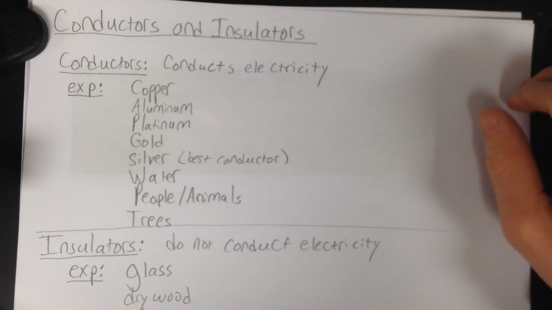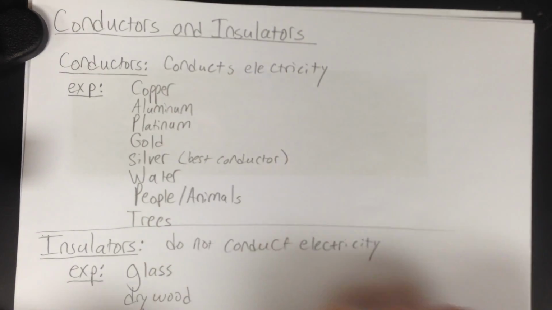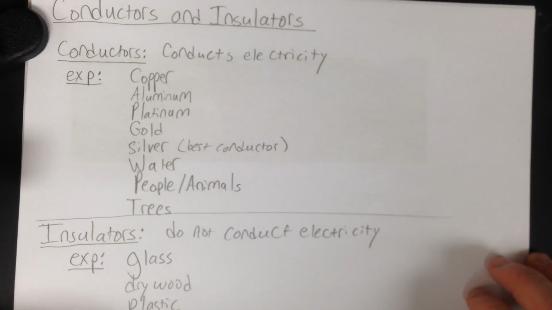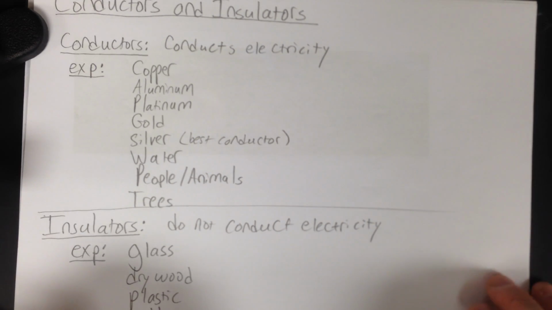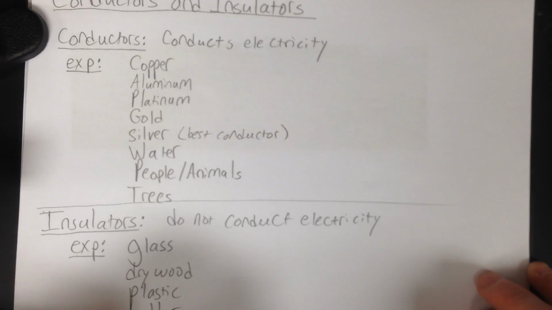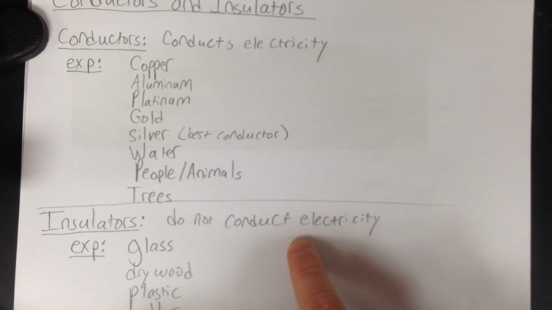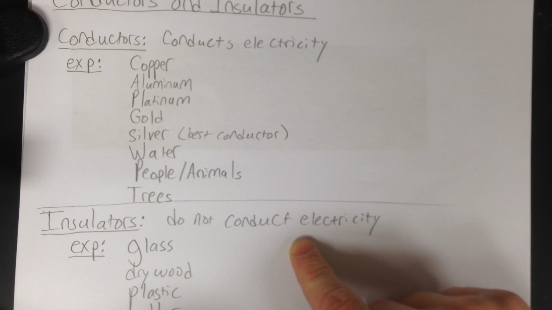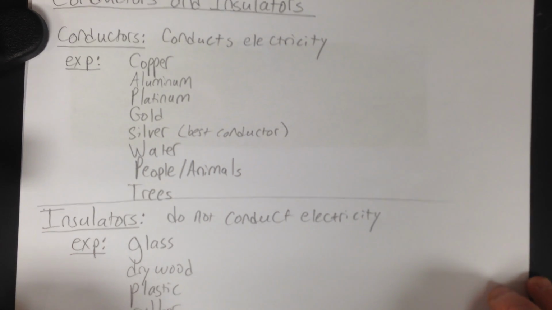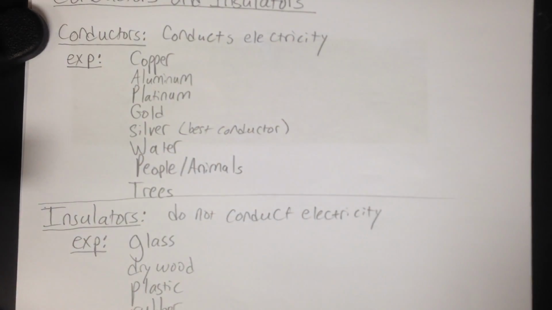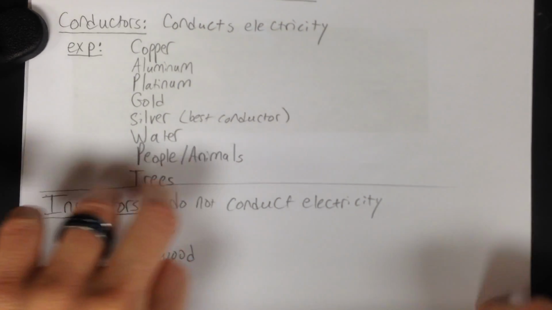So generally, we go for a good conductor like copper, which is less expensive but still a very good conductor. Insulators do not conduct electricity. So what they do is you could wrap conductors in insulators and you've got a wire, right? Examples of insulators: glass, dry wood, not wet, plastic, and of course rubber. It does not conduct electricity.